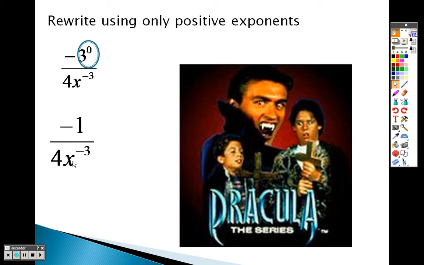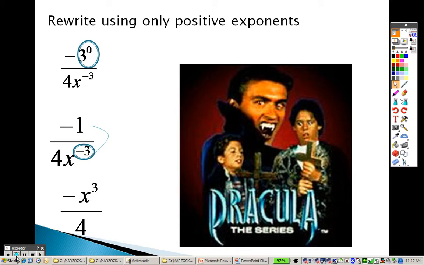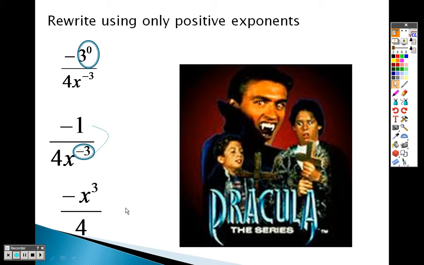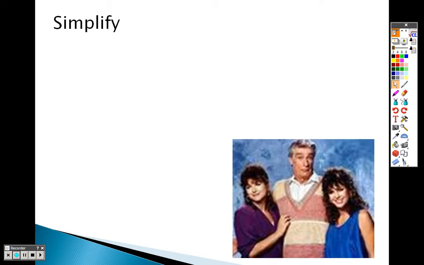But this x is what moves. It's x to the negative 3. So I take that and I move it up top. So I get x cubed over 4, and that should be a negative because I still have a negative there. So yes, we got a negative x cubed over 4.